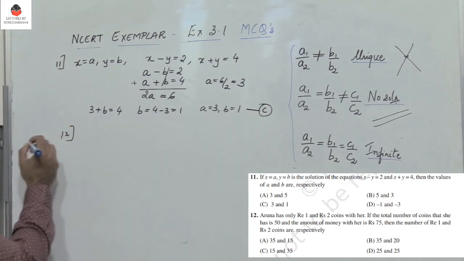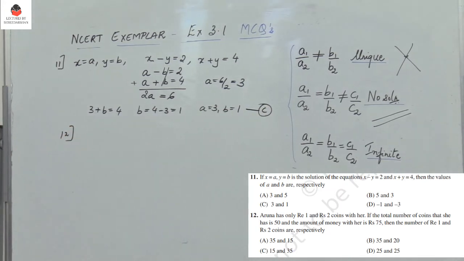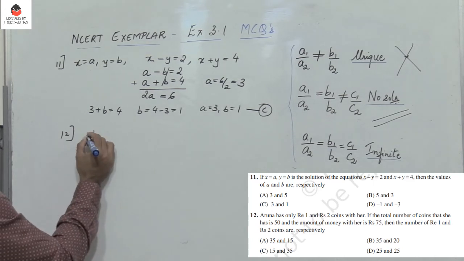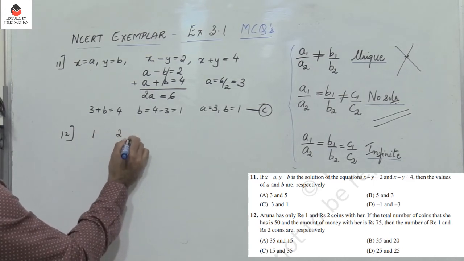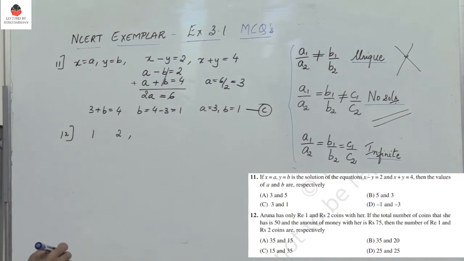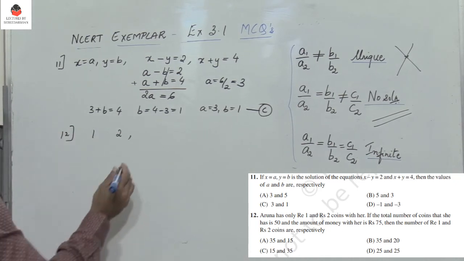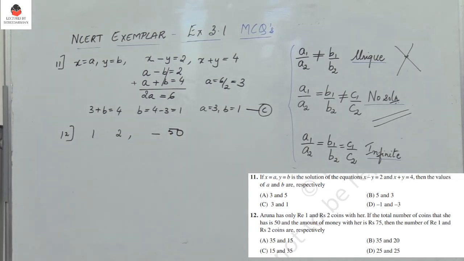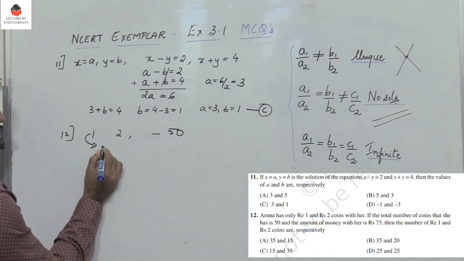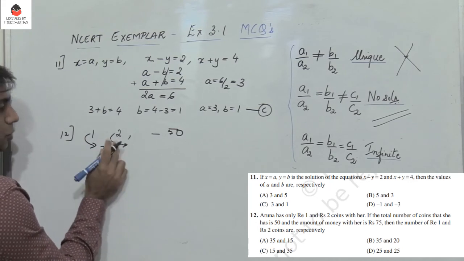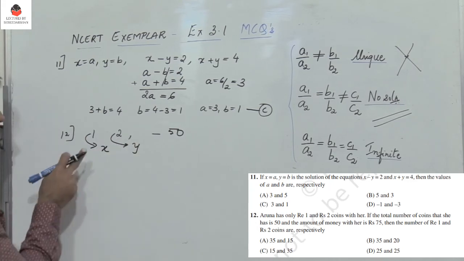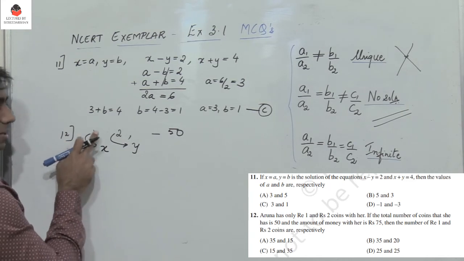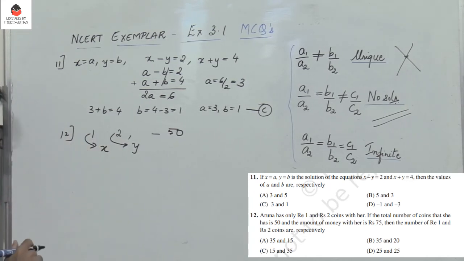Then the 12th one: Aruna has 1 rupee and 2 rupee coins with her. If the total number of coins she has is 50 and the total amount of money with her is rupees 75, then the number of 1 rupee and 2 rupee coins are? Now let the number of 1 rupee coins be x and let the number of 2 rupee coins be y. Right? So you have x number of 1 rupee coins and y number of 2 rupee coins.